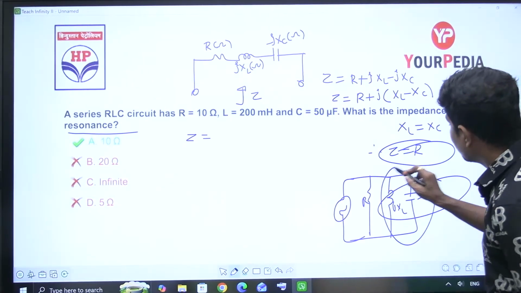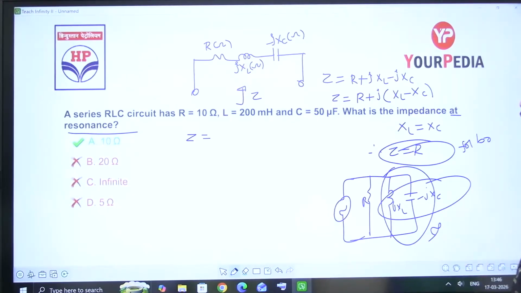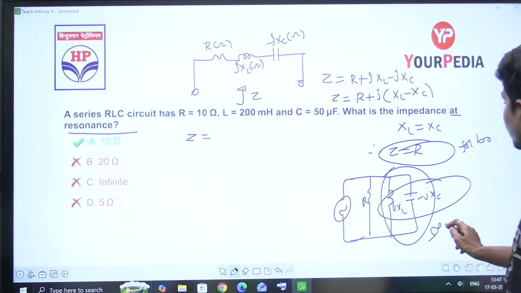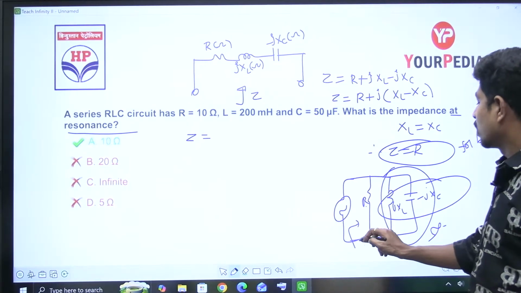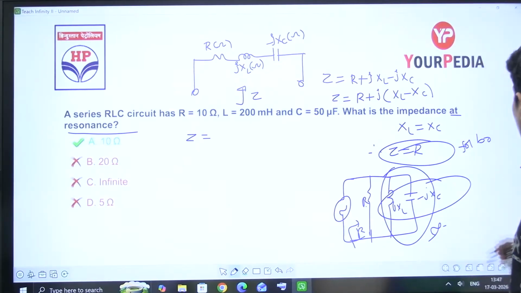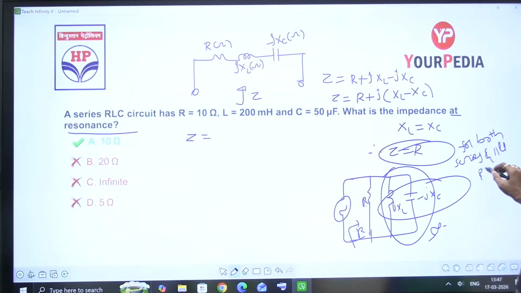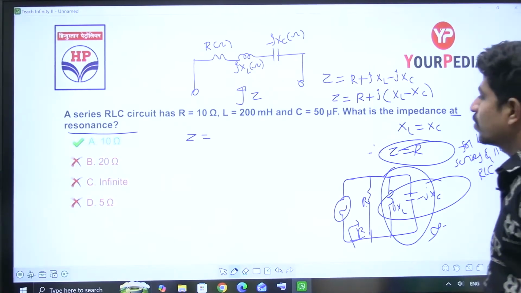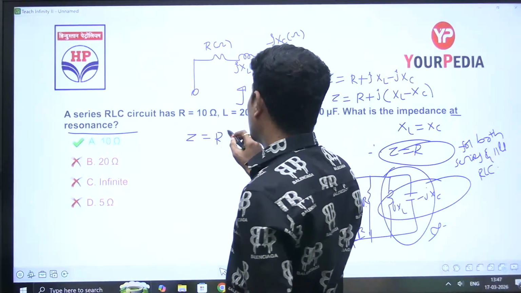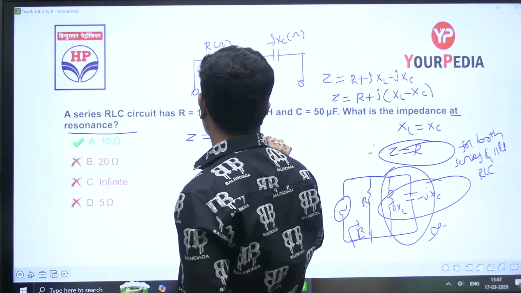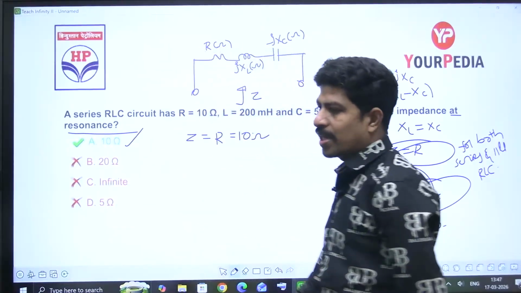This will become infinite. Infinite in parallel with R is what? R only. Infinite in parallel with R is R, for both series and parallel RLC. Option is Z is equal to R. How much is R? R is 10 ohms. Option is A.